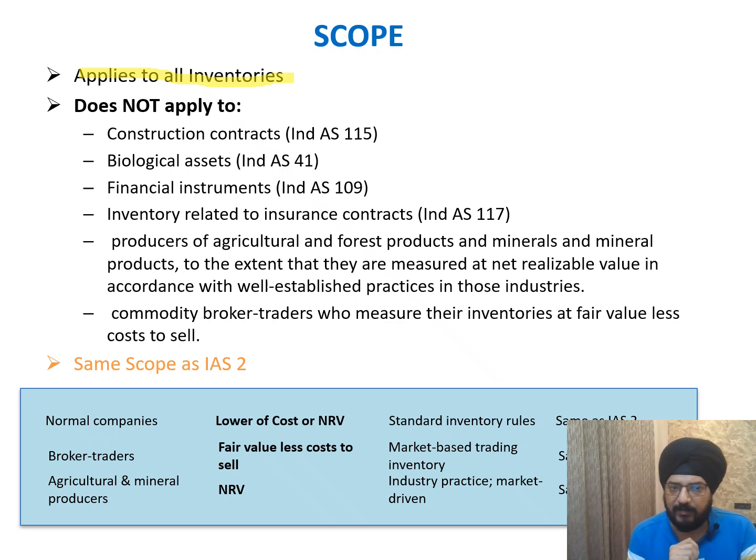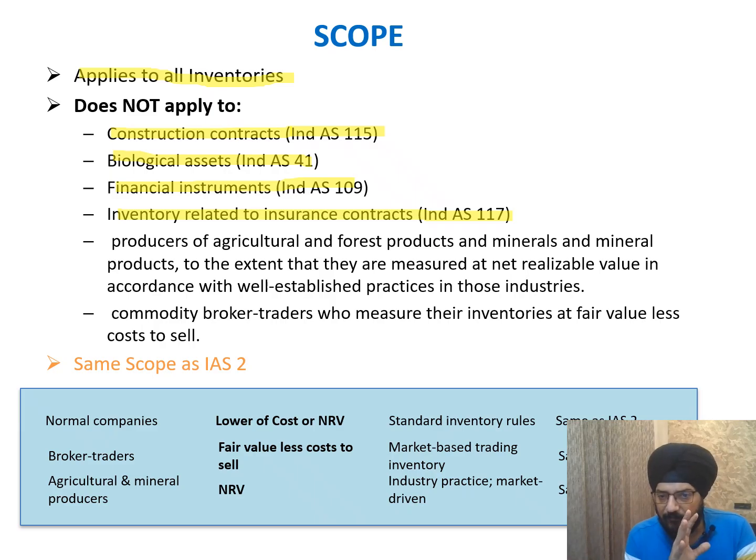What has specifically been excluded are inventory related to construction contracts, which is covered by IND AS 115, biological assets, which are covered under IND AS 41, financial instruments, IND AS 109, and likewise inventory related to insurance contracts. So barring these four, everything which is required to be converted or used to produce the goods is covered as inventory here, and it is accounted for as per the rules and regulations of IND AS 2.